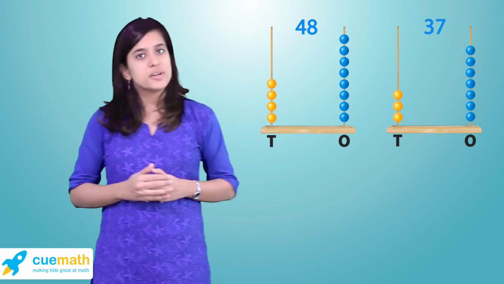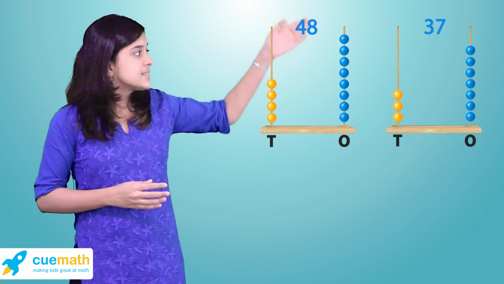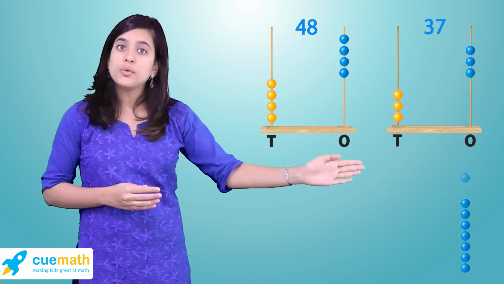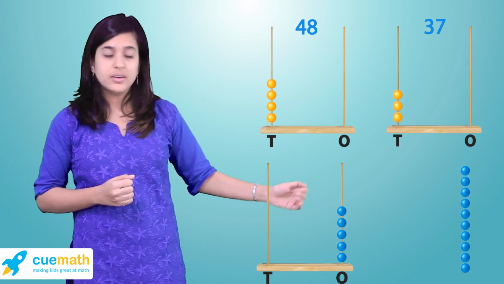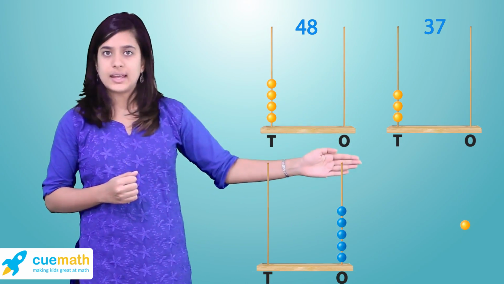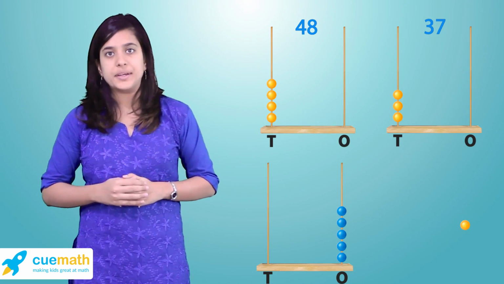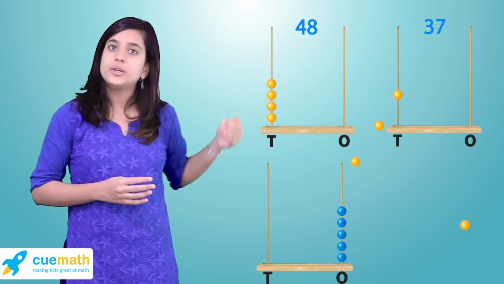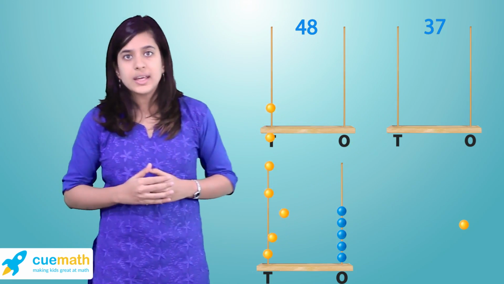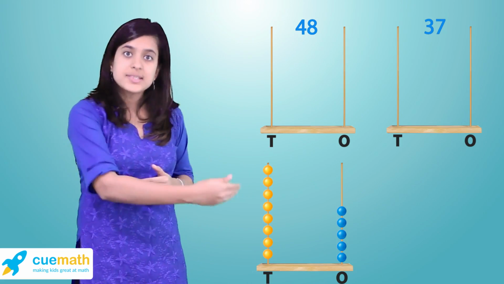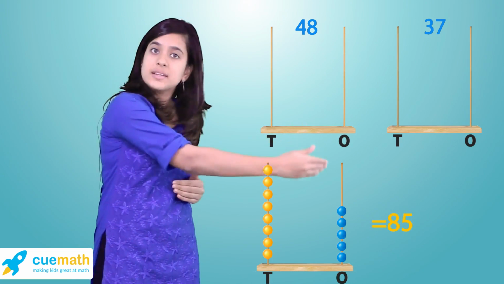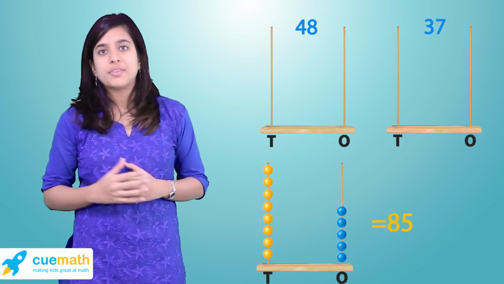Let's try and add these numbers visually. The beads on the units wire add up to 15. Put 5 of these beads on the units wire. Combine the remaining 10 to form one single tens bead. Now add this one bead to the tens wire, which already has 3 and 4 tens beads respectively. Thus we obtain the answer as 8 tens and 5 ones, that is 85.